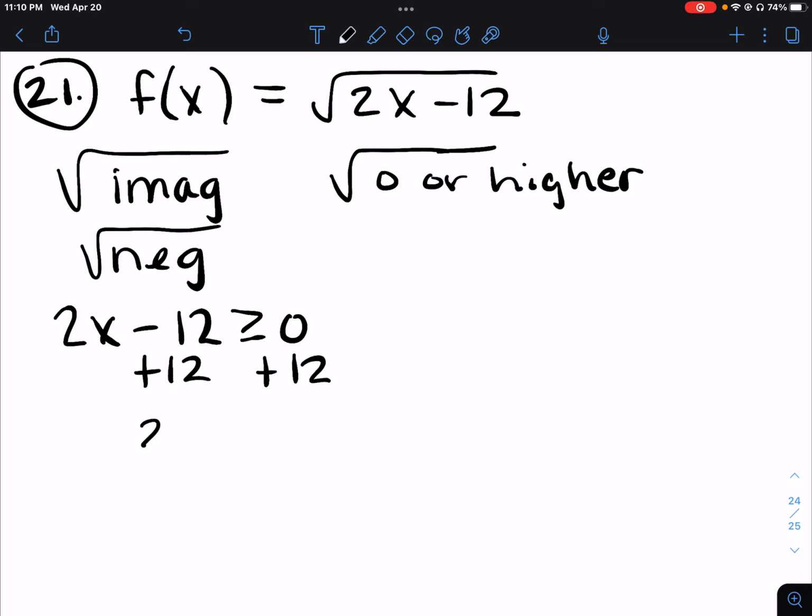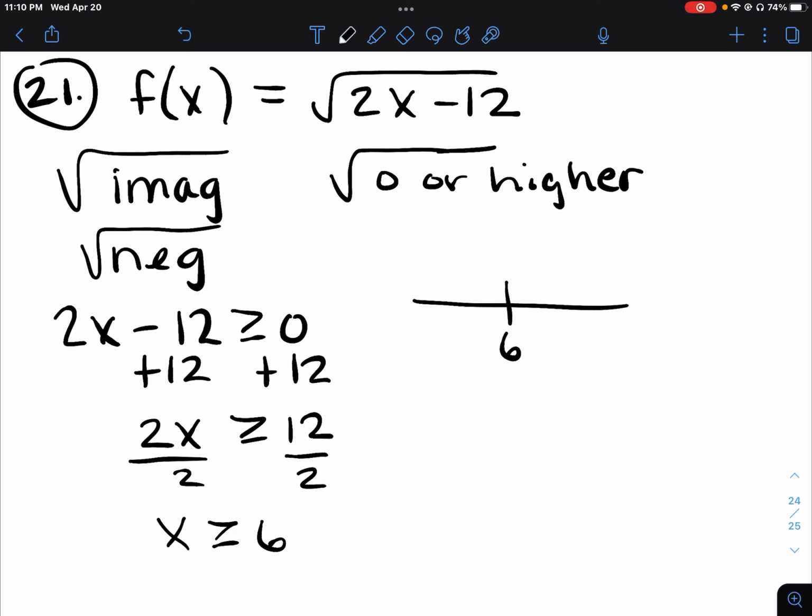Get x by itself. So x has to be greater than or equal to 6. The or equal to tells us to put the bracket around the 6. So 6 to infinity.